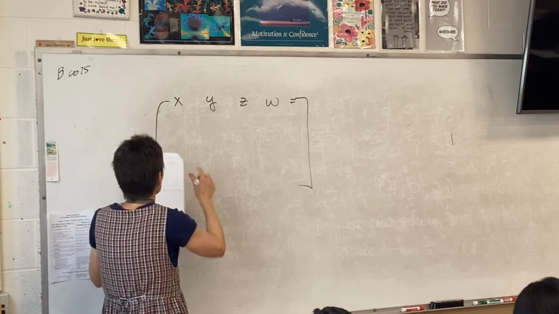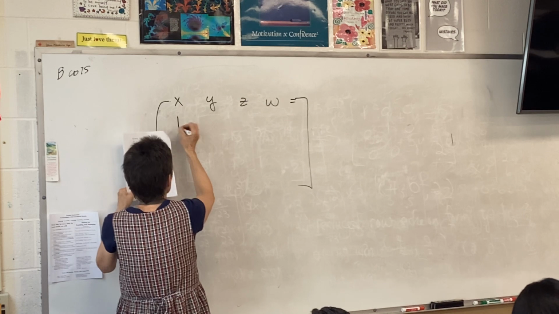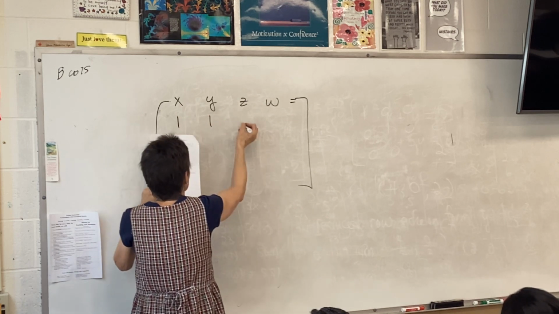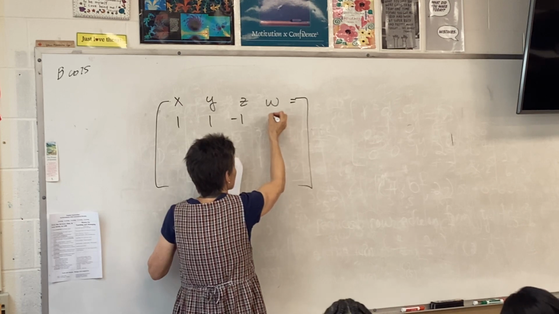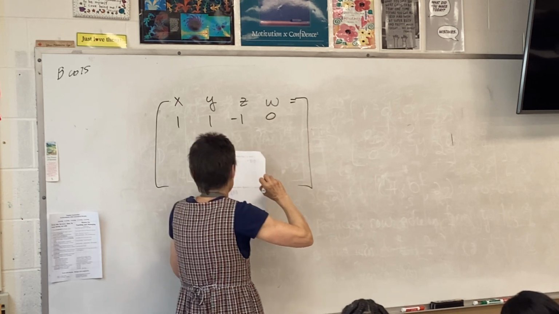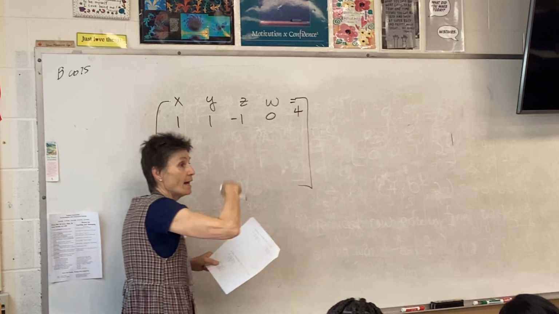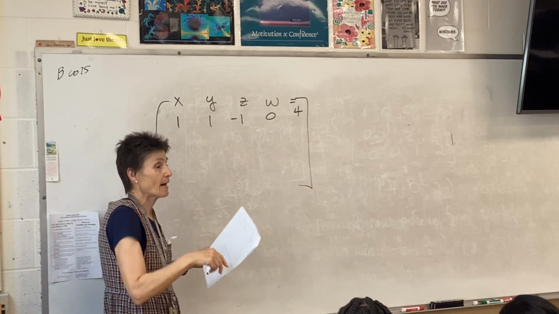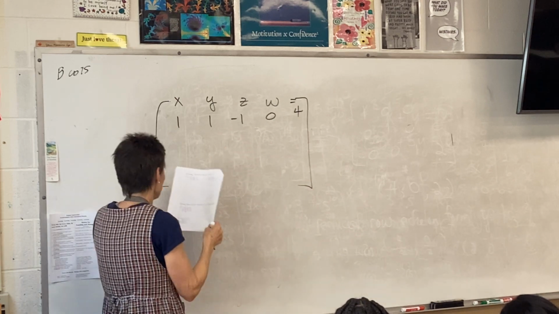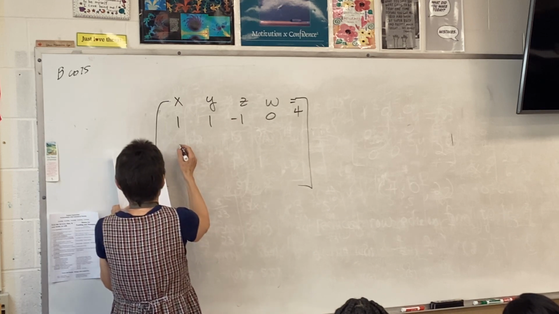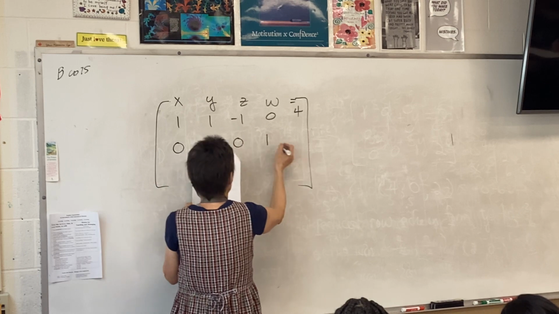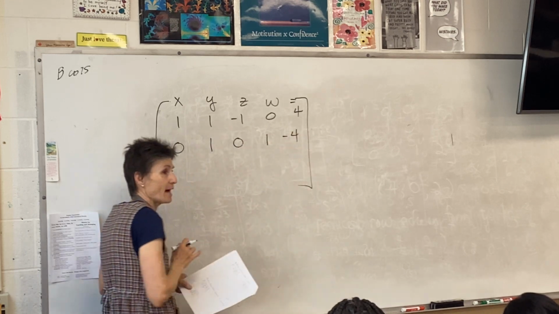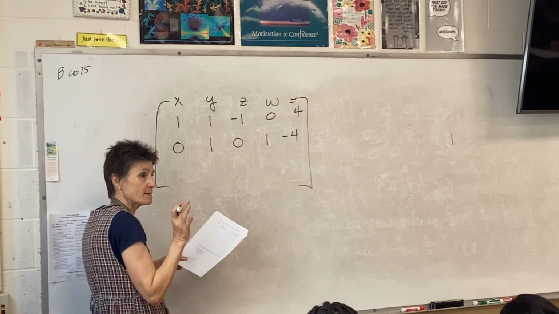So what's that top row going to be? I have 1x, 1y, negative 1z, 0 w's equal to 4. Every variable has to be accounted for. What about the next row? 0, 1, 0, 1, negative 4. Would everybody agree with that? Yeah. Be organized. It's easy.